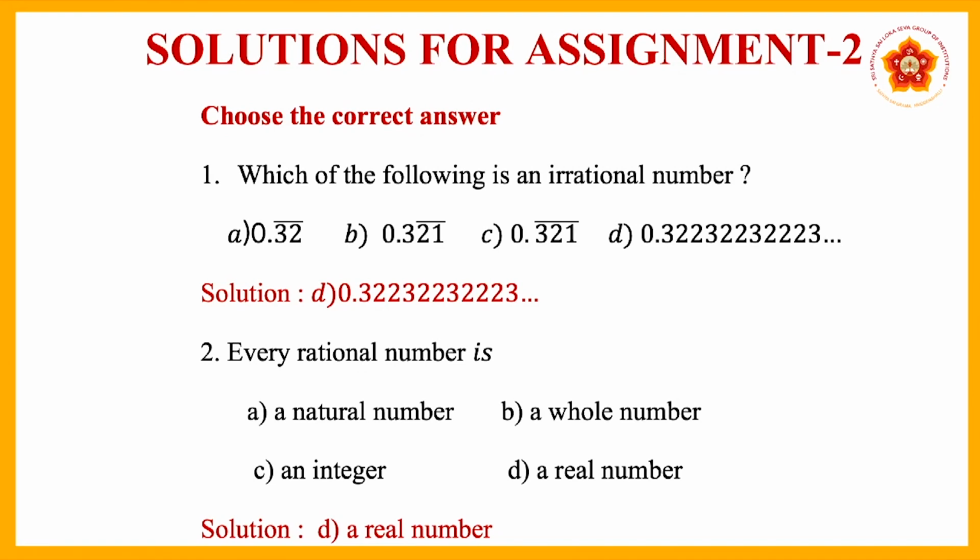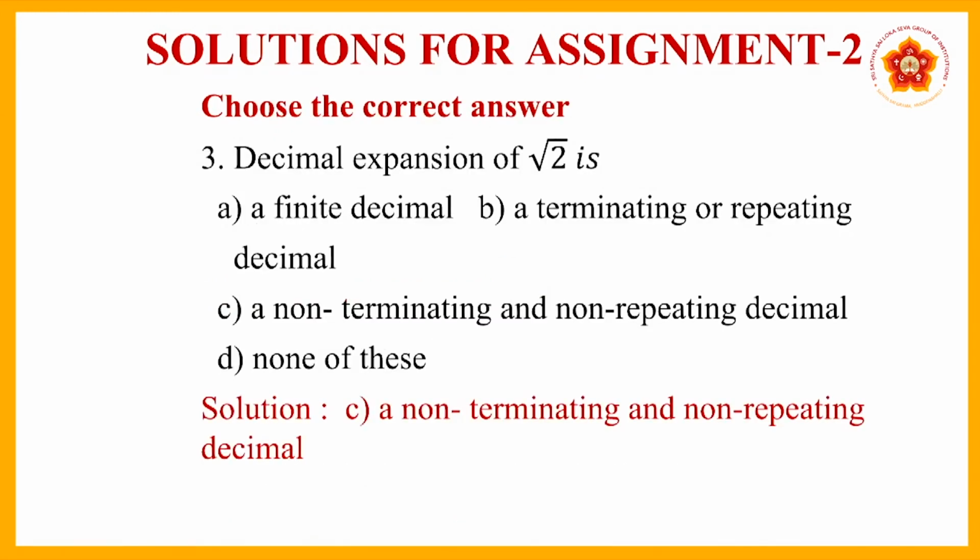The first one is multiple choice question. Which of the following is an irrational number? The correct solution is option D. Second question is every rational number is. The correct option is D, a real number. Third question is decimal expansion of square root of 2 is. The solution is C, a non-terminating and non-repeating decimal.